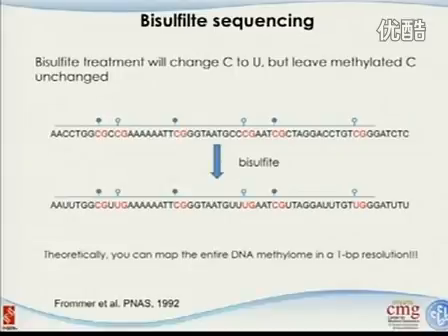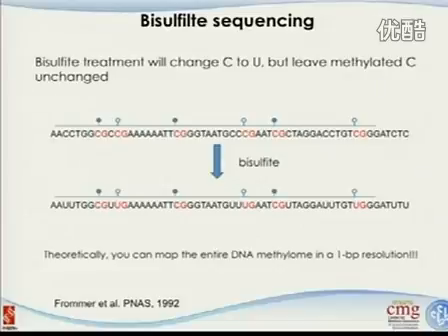The second technology, which is more common to use, is called bisulfite sequencing. The biochemistry basis for this is that bisulfite treatment will change C to U, but leave the methylated C unchanged. So it's different from methylated C becoming T in the random situation. The bisulfite treatment can change all the C to U, except for the methylated C.